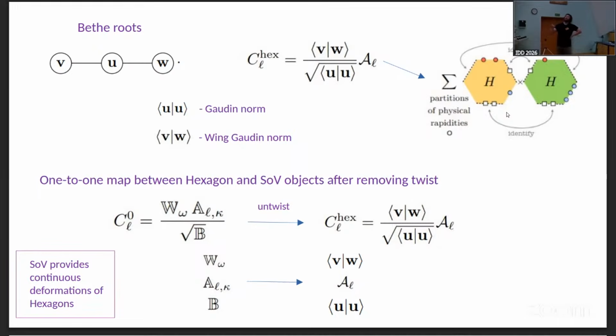We don't immediately know how to implement this omega deformation that we have here into hexagons. Probably you need to do some additional global rotation there, some additional twist. But in principle, yes, it does provide a prescription on how to modify hexagons if you really set up a one-to-one map. Yeah. Thank you.